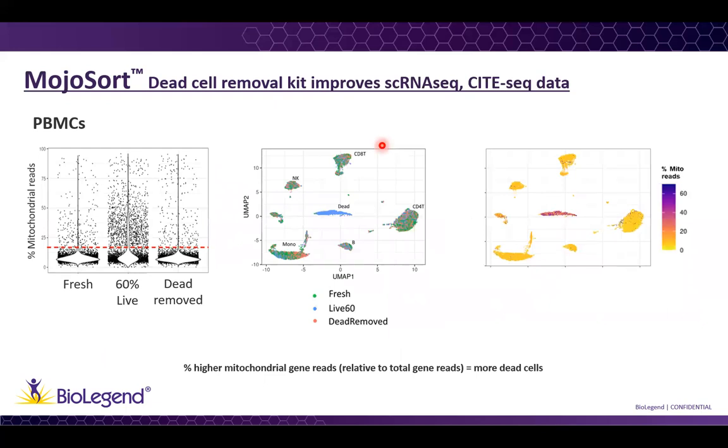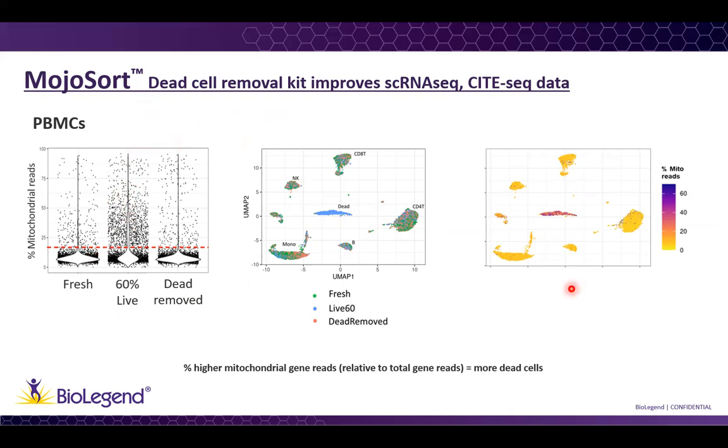So how would removing dead cells actually impact your sample quality and data? Let's look at this example using human PBMCs. Here we have a site-seq experiment containing fresh cells, 60% live cells where we added back some heat-killed PBMCs, and the same 60% live sample where dead cells were removed using our kit prior to the experiment. Site-seq was performed on all samples, and the mitochondrial reads are shown here as a correlation with cell death. As you can see, there is a higher percentage of mitochondrial reads in the 60% live group, while the MojoSort dead removed group looks very similar to the fresh cell group.